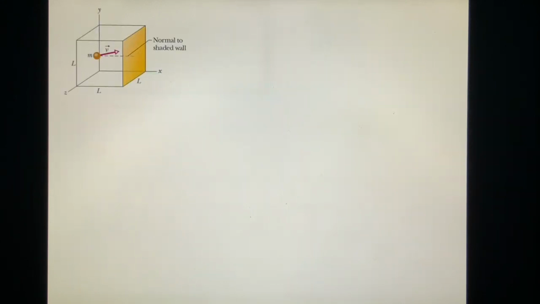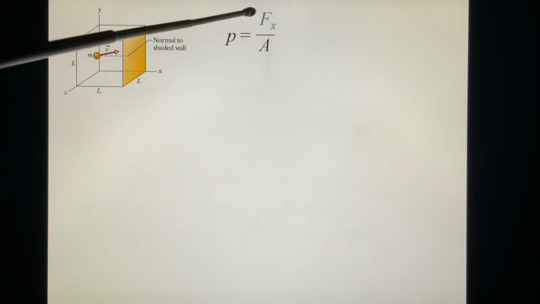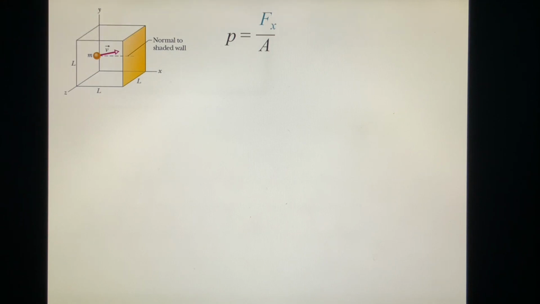Now we analyze the pressure. By definition, it is F over A. The force is only related to x. We take this surface to be parallel to the YOZ plane, so the Fy and Fz components are parallel to the surface and never hit this wall. Only Fx matters. What is Fx? Where does it come from? It comes from the molecules hitting the wall, that's right.